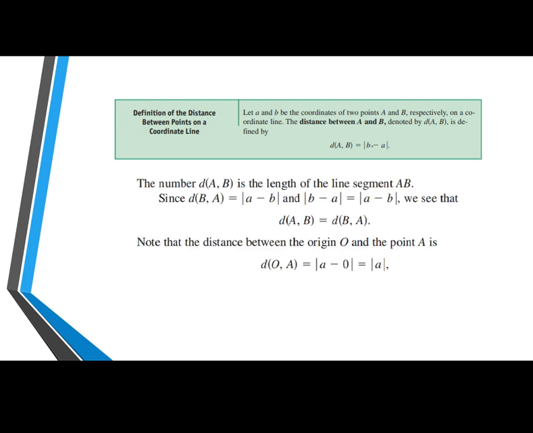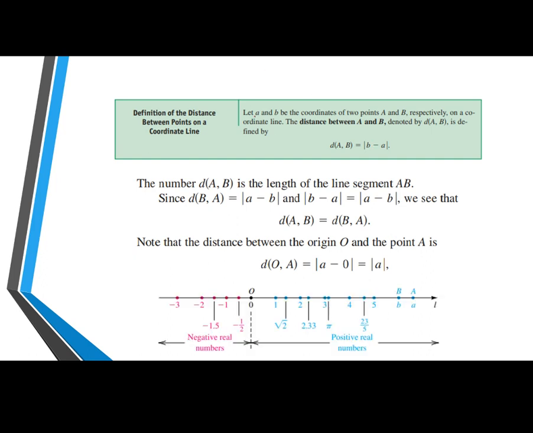So this absolute value is used here to quantify distance. So the distance between points A and B is the length of the line segment AB. So line segment, this is the line L. A line segment is a part of that line. Okay?